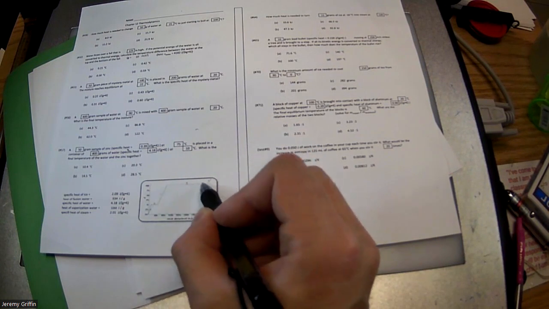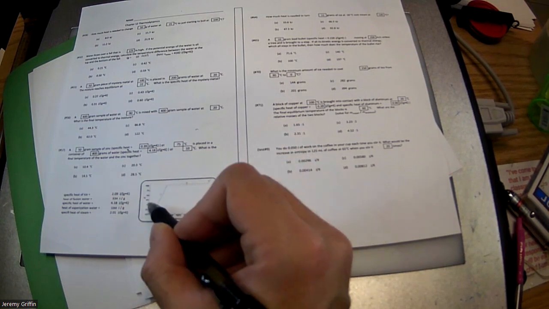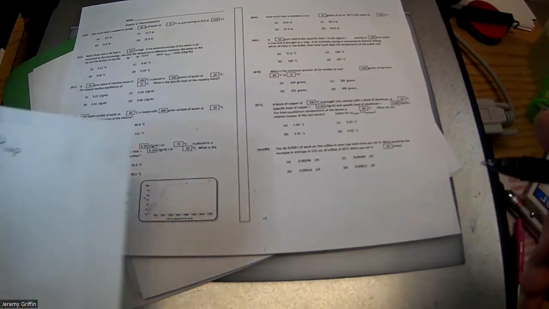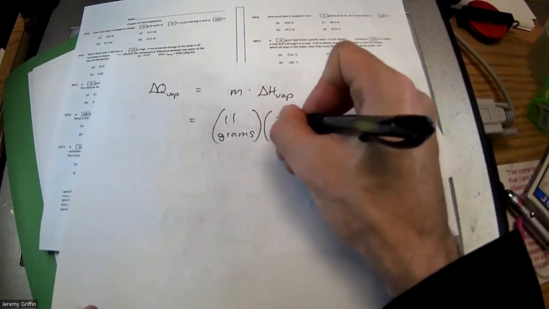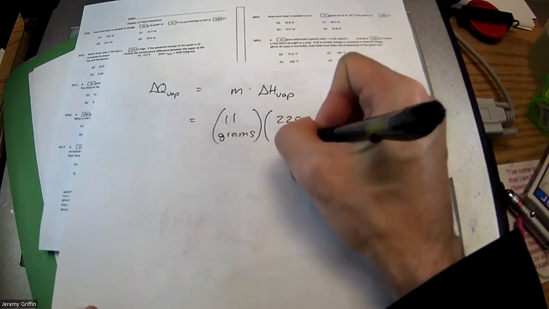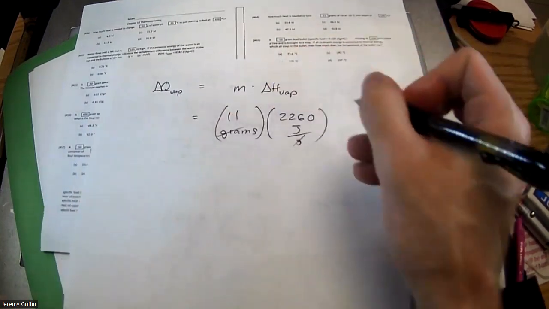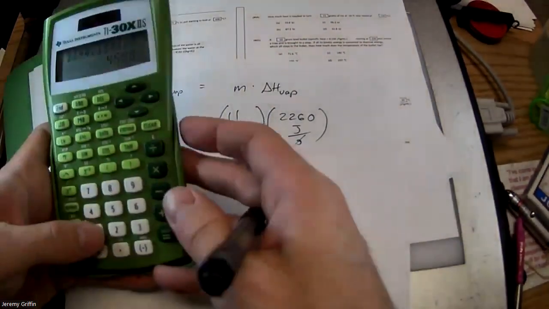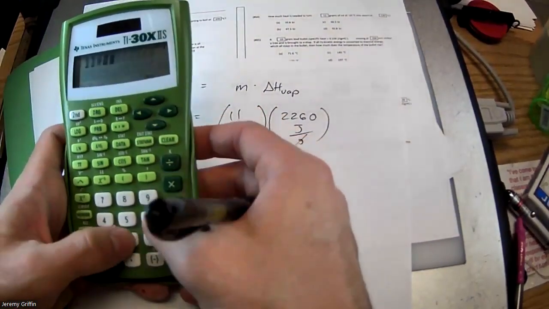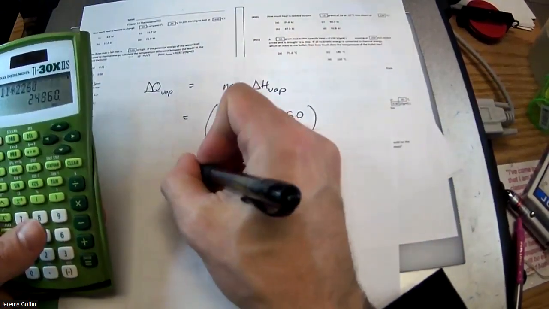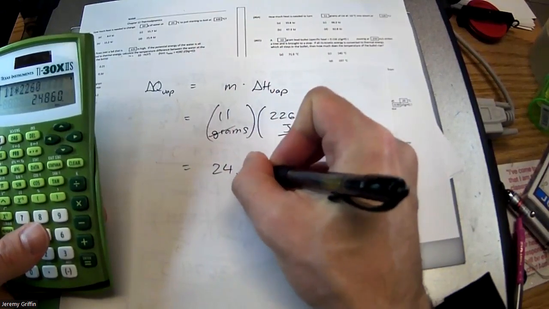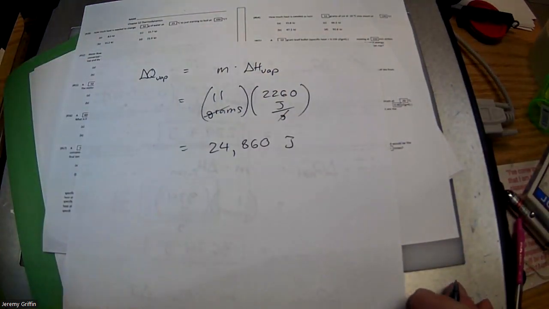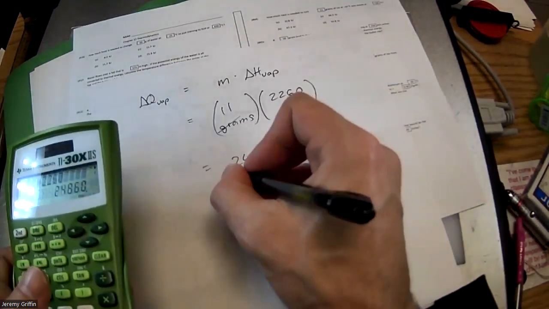2260. You guys see how this leg of the graph is much longer than this leg? So it takes more energy to boil it than it does to melt it. It's another way to think of it. So 2260 joules per gram. Grams cancels, we're going to get joules. Looking at 24,000-some. Woo! That's a lot to boil that away. It takes a lot of energy to boil water. That's the fourth leg of the journey.